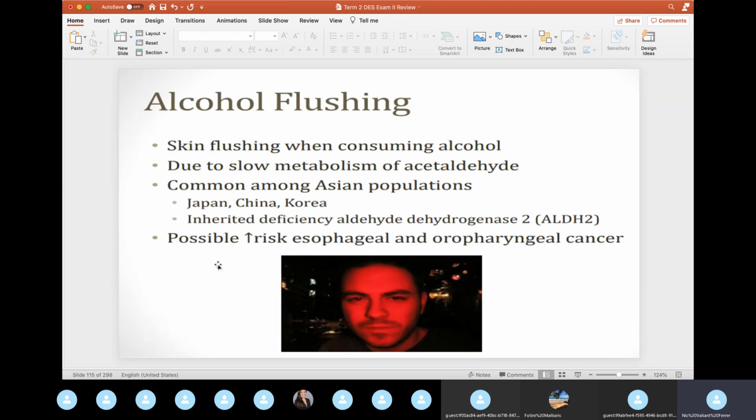What is alcohol flushing? Commonly seen when consuming alcohol. Us Asians, it is very common among our population. Among Asians, you have Japanese, Chinese, Korean. You have an inherited deficiency in aldehyde dehydrogenase 2, ALDH2. Is this bad? Well, there's some study that says it increases the risk for esophageal and oropharyngeal cancer, specifically squamous cell carcinoma of the head and neck. More of that in term 4.